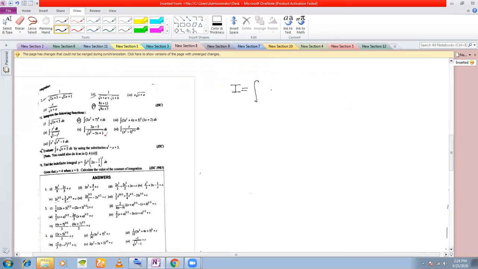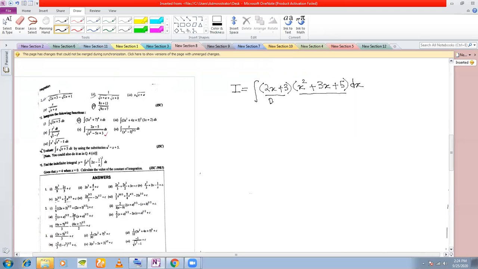say, integral 2x plus 3 into x square plus 3x plus 5 dx. Consider this integration. Now, what do you see? There are two expressions, right? One is 2x plus 3, one is x square plus 3x plus 5.